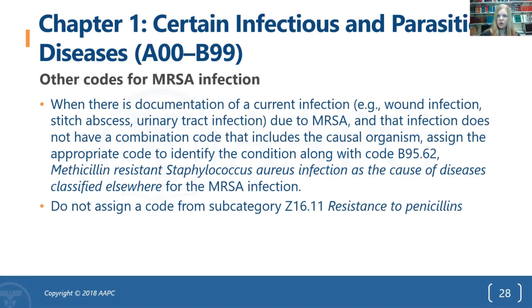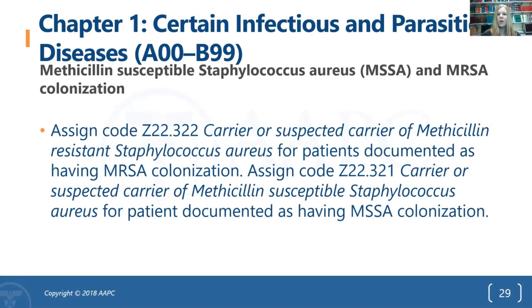When there is documentation of a current infection, such as a wound infection, a stitch abscess, or a UTI due to MRSA, and that infection does not have a combination code that includes that causal organism, you assign the appropriate code to identify the condition, and then you use B95.62, which is MRSA as the cause of diseases classified elsewhere, for the MRSA infection. And again, you still don't use that Z16.11 for resistance to penicillins.